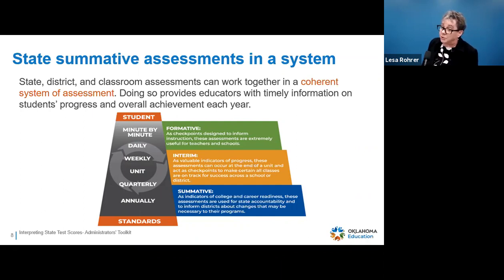Interim, as a district coordinator, we had interim assessments. The purpose of those was to see how different student groups were performing so that we could think about what changes we might need to make in our curriculum and what extra supports those students might need. And then summative assessments serve as the end of the year. They should corroborate what our other assessments have already told us. They serve as that end of the year indication of how well our students are doing. So these work within a system that gives us timely information on student progress throughout the year.